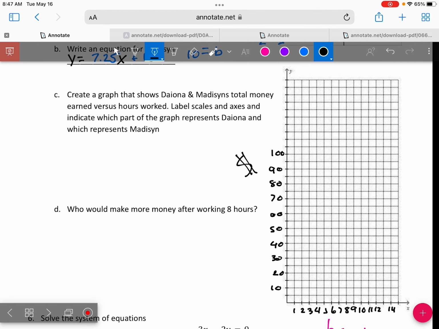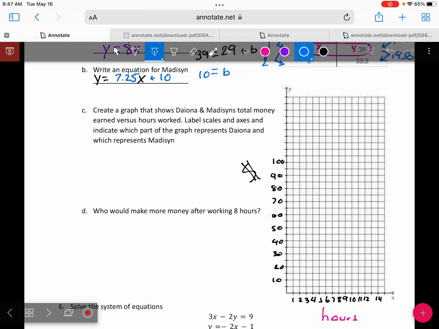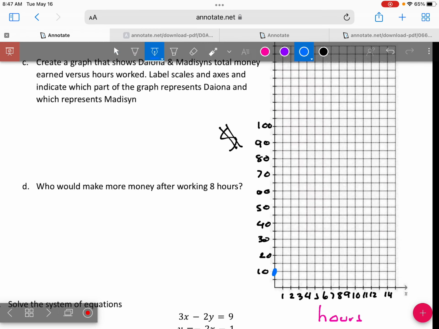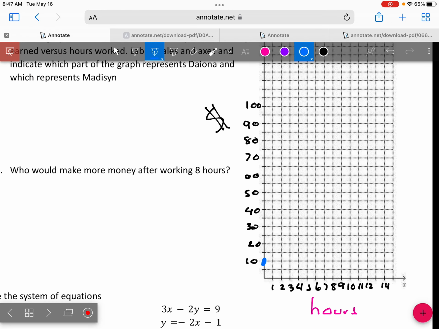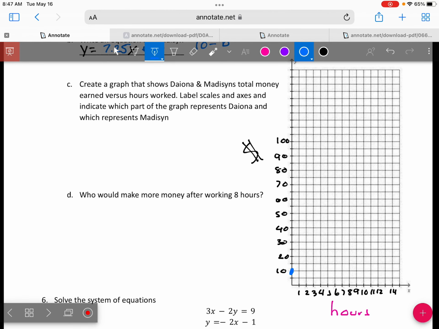From there, all we have to do is graph our two lines. So Madison has a y-intercept at 10. She gets $10 just logging into the shift and not showing up. And then she gets $7.25 an hour. So I could go up 7.25 over 1. It's going to be really awkward to spot that. So sometimes it's easier to multiply things out.